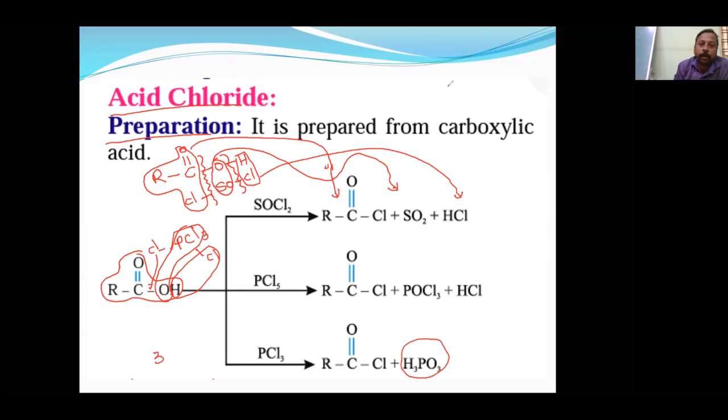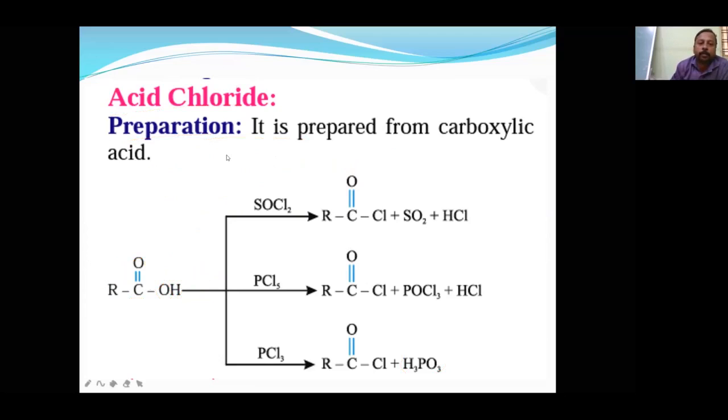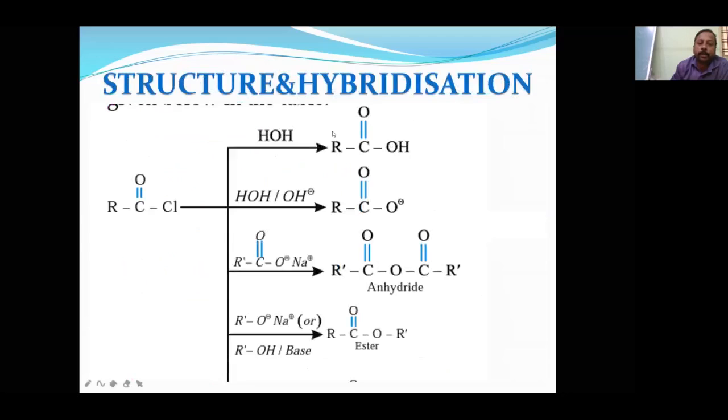Now let us see the next topic, preparation methods. How many preparation methods are there? Three preparation methods: carboxylic acid with SOCl2, carboxylic acid with PCl5, carboxylic acid with PCl3. These are the three options. Now let's see the next preparation method.